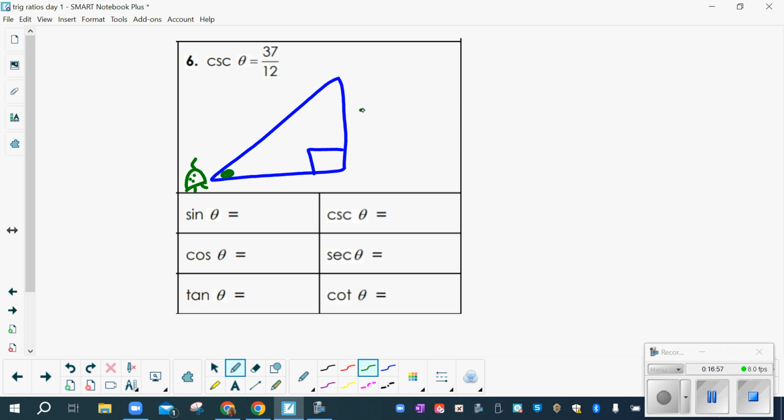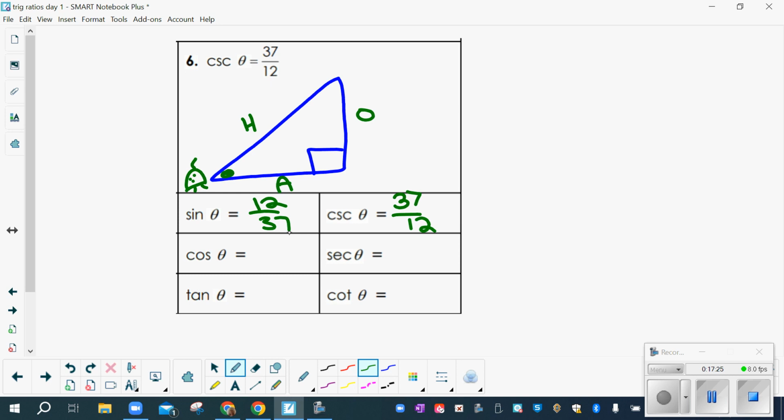I think this is opposite. This is adjacent. This is hypotenuse. Now, they gave us a little hint. They told us that cosecant is 37 over 12. But I told you Mrs. Tarantino hates those ones, so I'm going to flip him over to the sine guy. Are you with me on that? Are you agreeing that that is 12 over 37? Is everybody cool with that?